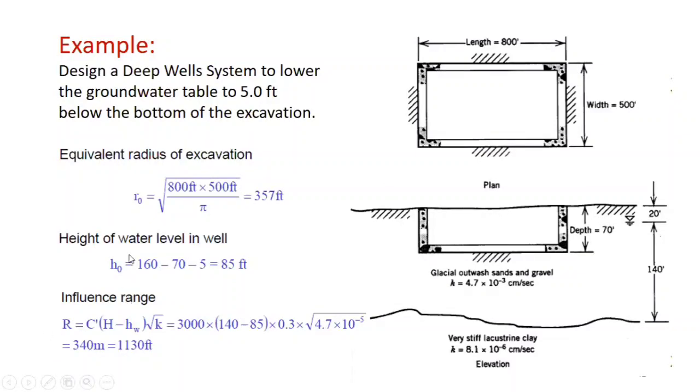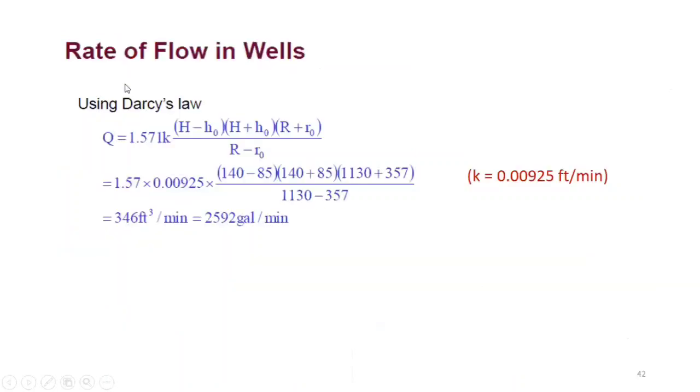Okay, so you got some important numbers from here. Equivalent radius, you got the height of water in the well, and you got the influence range. Now we can proceed with some of the calculations to calculate the flow into this excavation. Because once you know how much flow will be coming to the excavation, then you can design respectively the deep well systems or any type of well systems.